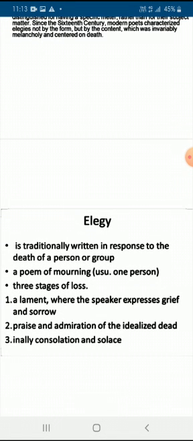Elegy is traditionally written in response to the death of a person or group. It's a poem of mourning. There are three stages of loss. Number one, a lament, where the speaker expresses grief and sorrow. Number two, praise and admiration of the idealized dead. Number three, finally, consolation and solace.